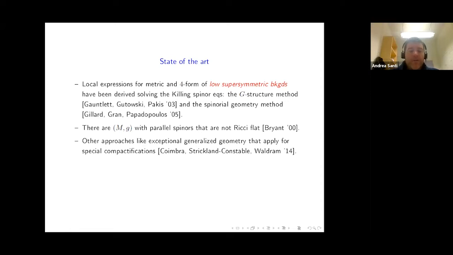But unfortunately, a lot of homogeneous solutions of supergravity do not admit Killing spinors at all. So one needs some approach that incorporates Killing spinors from the very beginning.